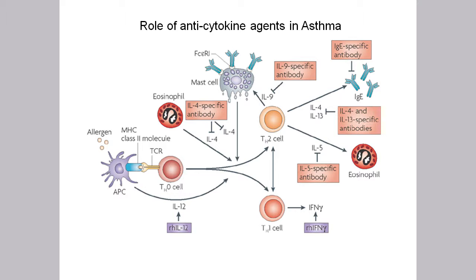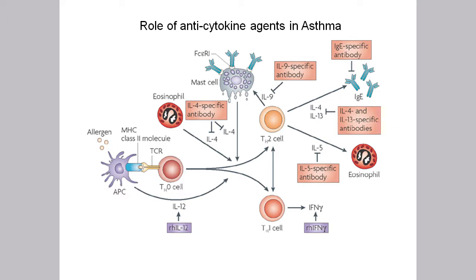Going from the left towards the right, as you can see, there are different chemical mediators that play a role in the asthma phenotype, and different pathways that are now being studied so that we can block them and ask the question whether the asthmatic inflammation improves.